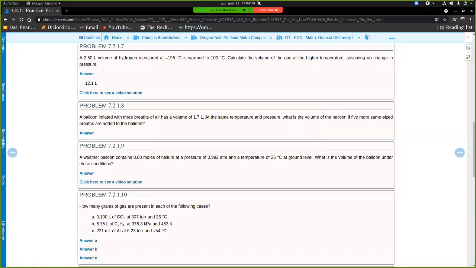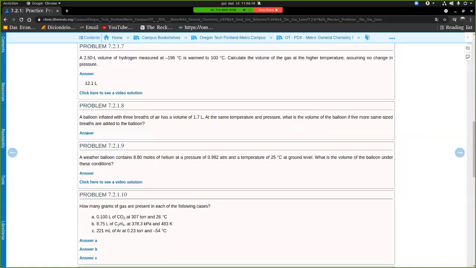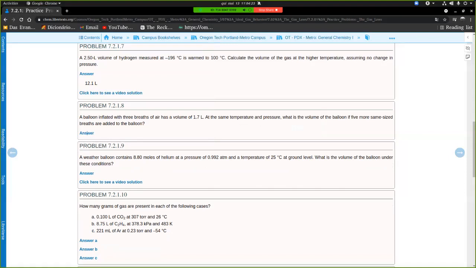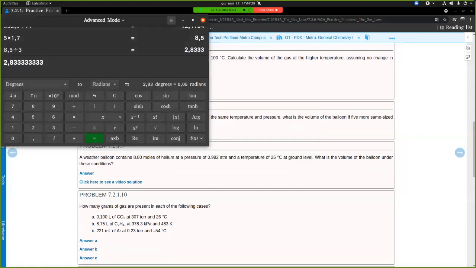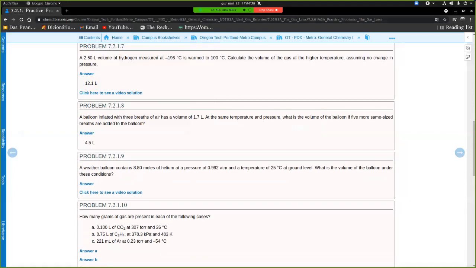Oops, this one. 5 more. If I add 5 to what I already had, 3 plus 5 is 8 breaths, which gives 4.5 liters. Yep, that's it. 5 more. 4.5 liters. Okay, yeah.